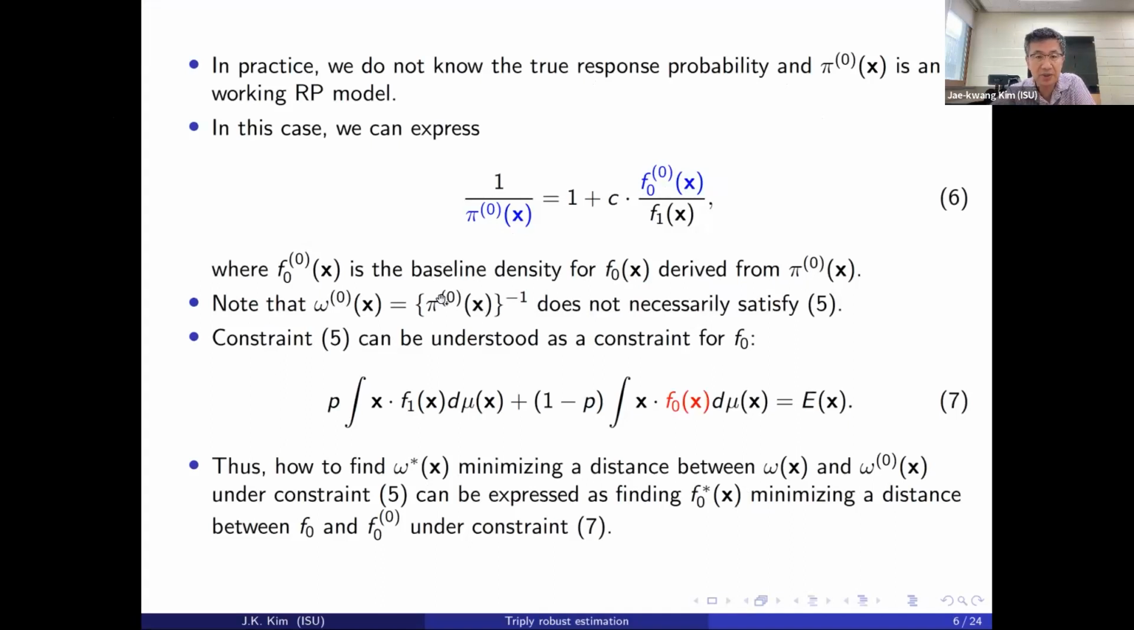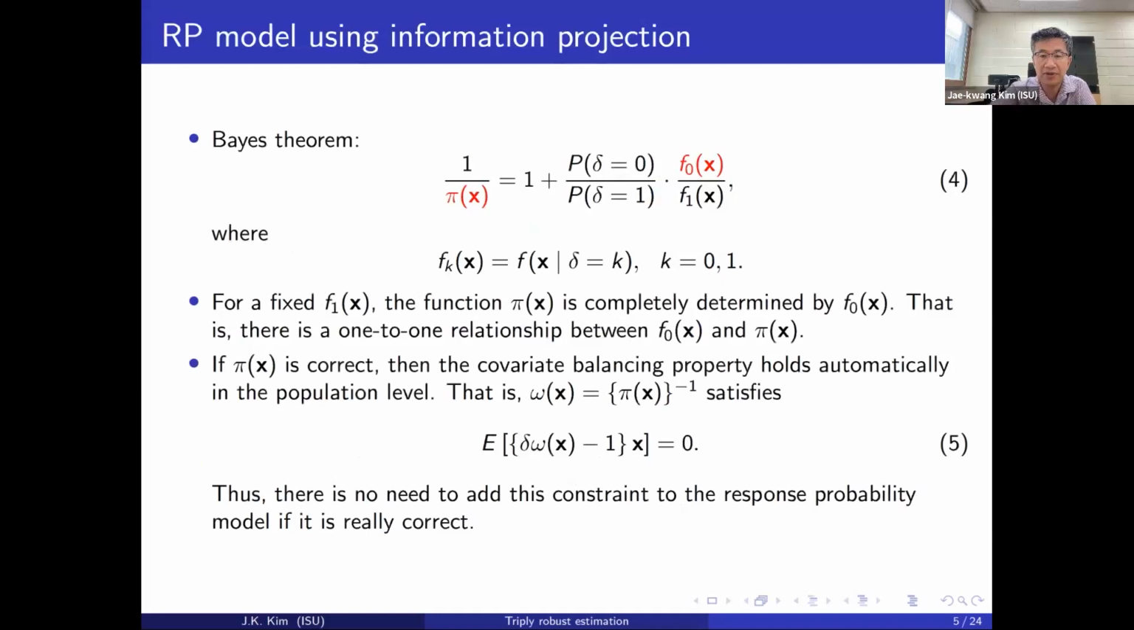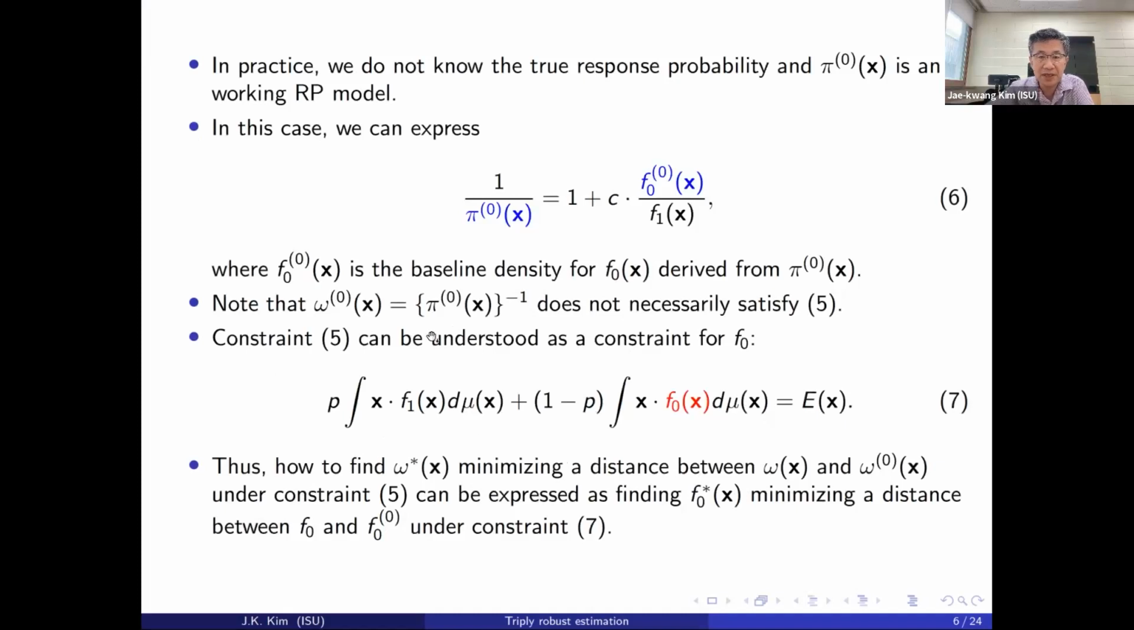So in that case, because this is a working model, it does not necessarily satisfy the calibration condition, the covariate balancing condition. So that means we can consider imposing this calibration condition for the working model, right? So now we can use f0 null into the constraint. The covariate balance constraint can be equivalently written as something like this, equation 7. Basically, it's just another way of writing the calibration covariate balancing constraint.